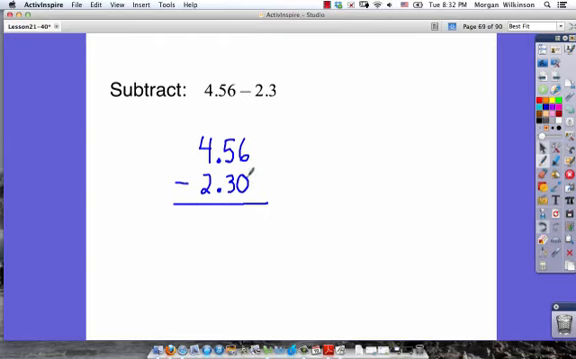We've got 6 minus 0. That's 6. We've got 5 minus 3. It's going to give us 2. Decimal points are lined up, come straight down when we're working with subtraction of decimals. Then we've got 4 minus 2. That's 2. So we've got 2 and 26 hundredths, or 2.26. We've got our final answer. Remember, the answer to a subtraction problem is always called the difference.